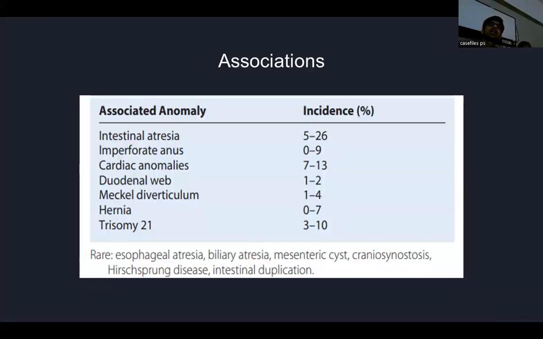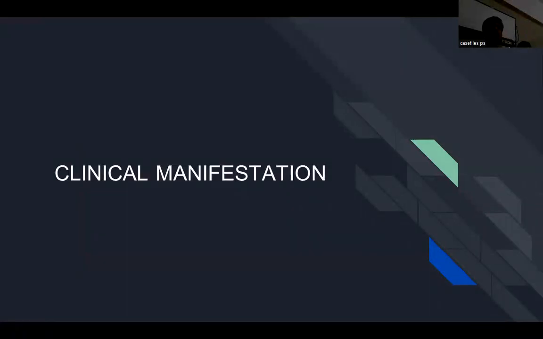These abnormalities in gut rotation are associated with other things like intestinal atresia, imperforate anus, cardiac abnormalities, duodenal web, Meckel's diverticulum, trisomy 21 and hernias. These are also associated with mesenteric cyst, biliary atresia, and Hirschsprung's disease, but those associations are quite rare. The clinical manifestation will be presented by Dr. Chulu.